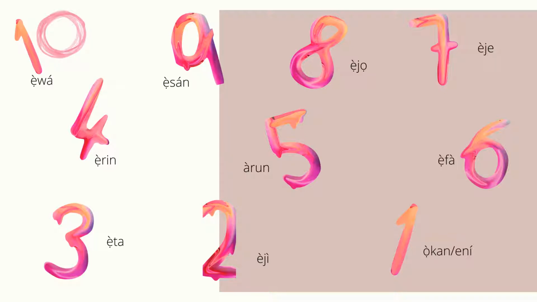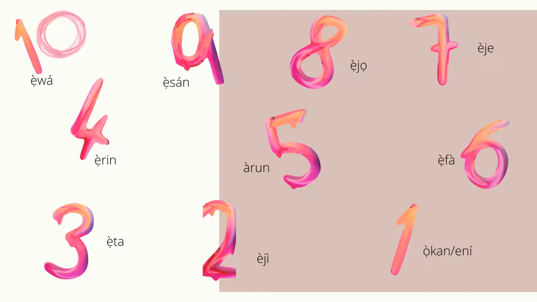So we have 1, which is okon, 2, eji, 3, eta, 4, eri, 5, aru, 6, efa, 7, eje, 8, ejo, 9, ẹ̀sán, and 10, ẹ̀wá. Mewa. So we have all 10 numbers in Yoruba.